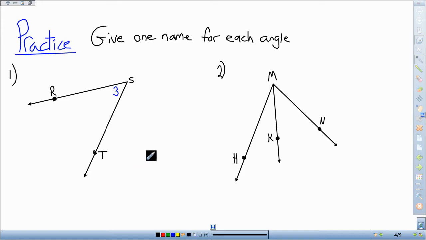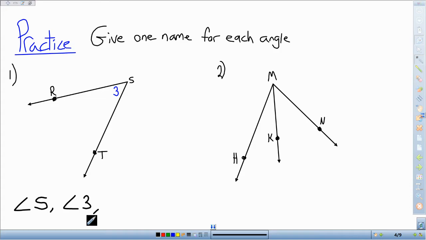All right, so on number 1, you might have noticed there are actually multiple names we can give this angle. I only told you to do one, but I'm going to list all of them, and you can list them with me. The first one: this angle is the only angle that has S as its vertex, so we can name it angle S. Sorry, my S's look like 5 sometimes. The next thing I notice is we have a number in our angle that we can use to name it, so we can just call this angle 3.